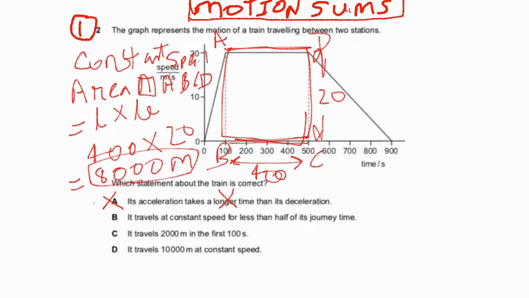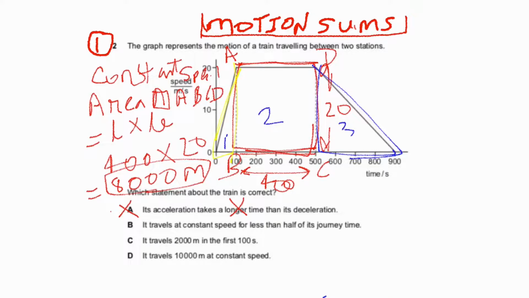Now we will find the total distance, because we want to find out whether the constant speed part is half of the journey or not. We found the area of this rectangle. Now we have to find the area of this triangle when it was accelerating, and the area of this triangle when it was decelerating. We will add all three geometrical figures to find the total distance traveled.